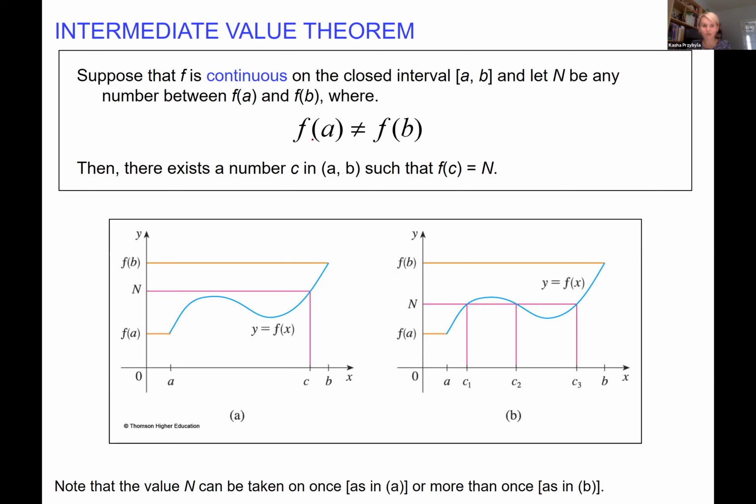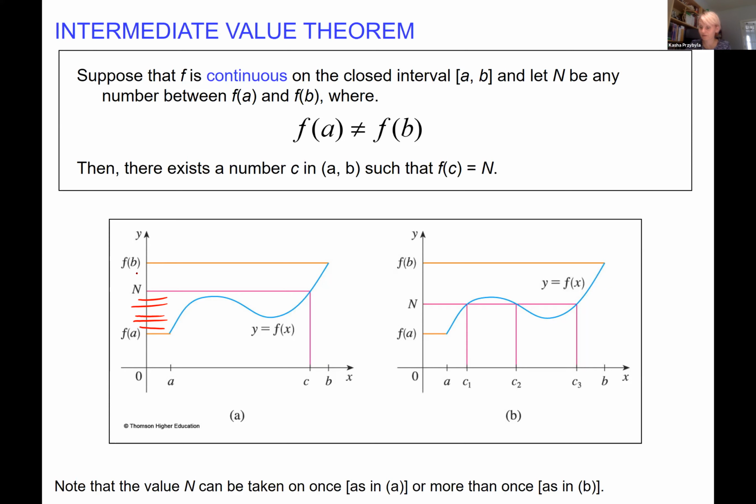And that's the theorem, and I can show you the question, how we may ask. Suppose that function is continuous. Of course, if we do not have continuity, nothing works. Continuous function on the closed interval, and let n be any number between f of a and f of b. We can say any number.